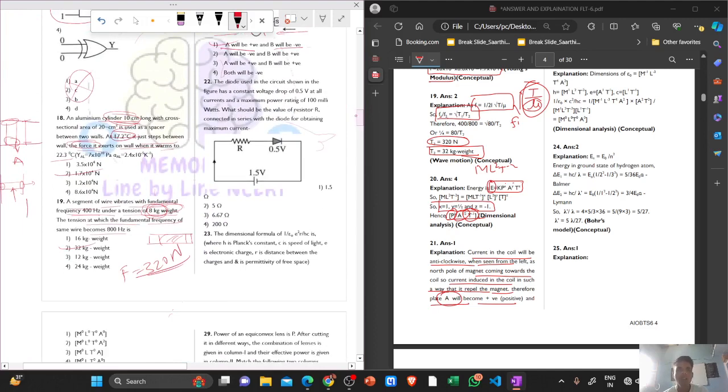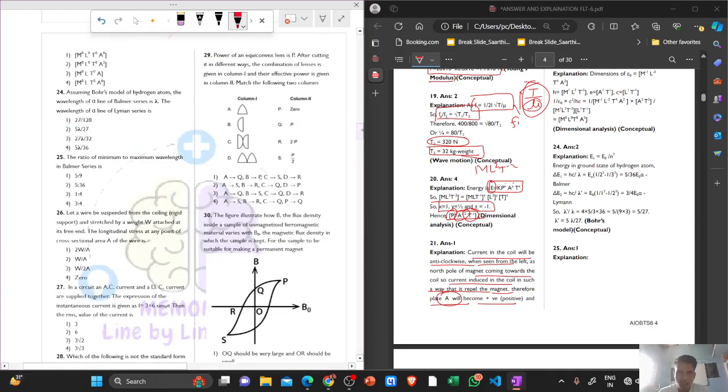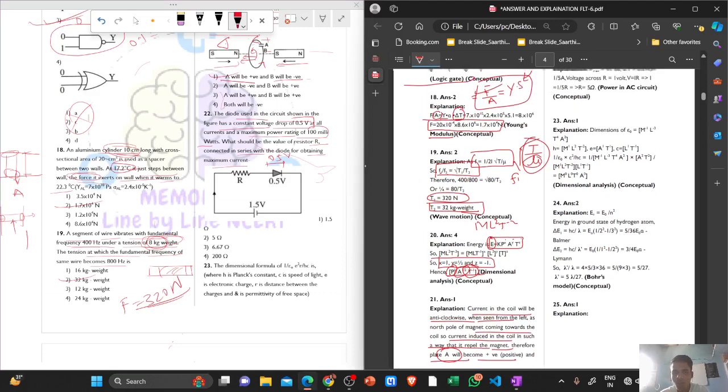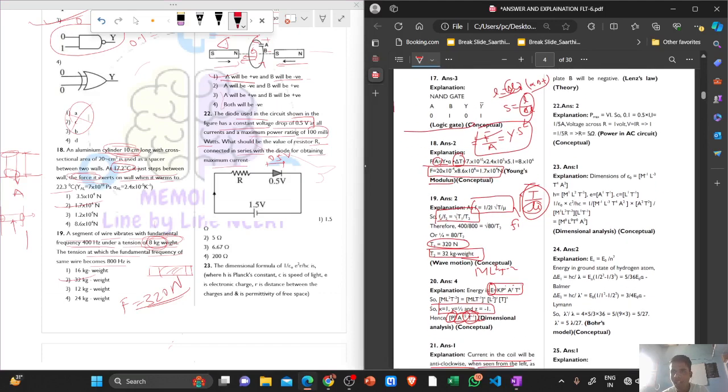Question number 22. The diode used in the circuit shown in the figure has a constant voltage drop. If the potential drop along this is 4.5 volts, you can take it as a silicon diode simply. And the maximum power rating is this many watts. What is the value of resistance connected to the diode for obtaining the maximum current? It is simply a conceptual formula question. We just need to calculate the maximum current.